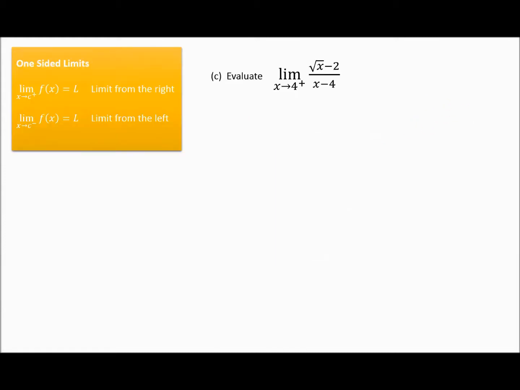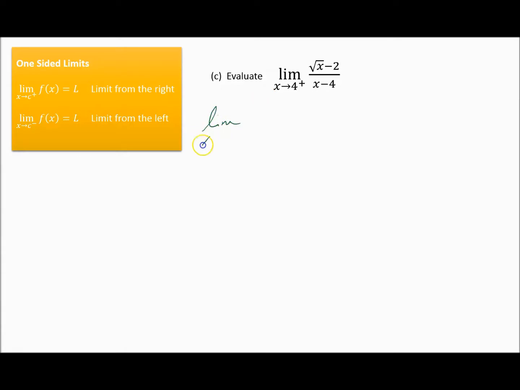Then I've got an example C for you. Here's the one-sided limits again. I just shrunk up the definition, that's all. But we're supposed to evaluate the limit as x goes to 4 from the right, because of the plus, of the square root of x minus 2 divided by x minus 4. Okay? Now, the first thing you might want to try is just substituting 4 directly in. So let's do that.